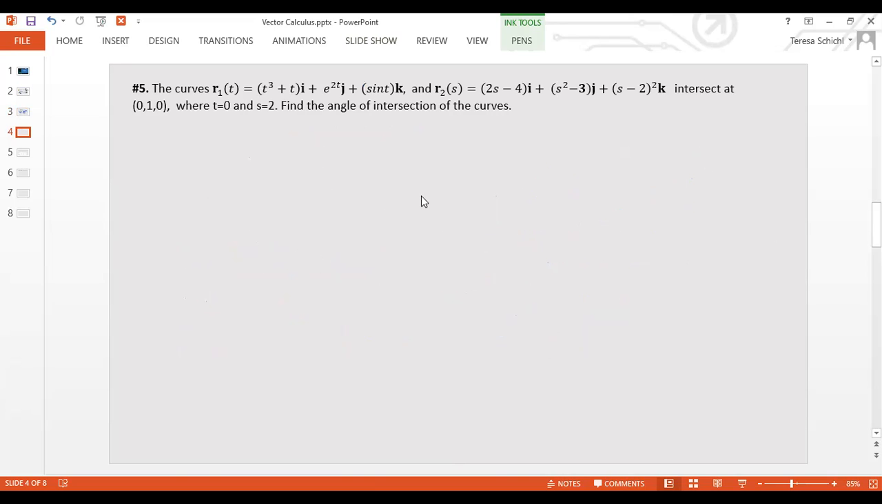Okay, so the next problem is an interesting problem. They say I have two space curves, r1 and r2, defined separately, and they intersect at the point (0, 1, 0). I want to find the angle of their intersection.